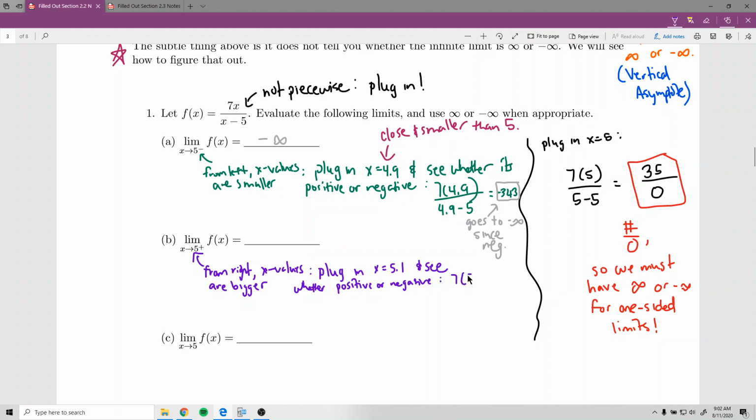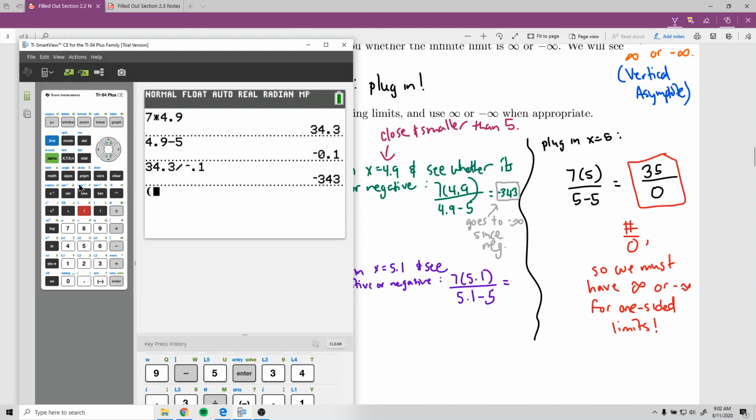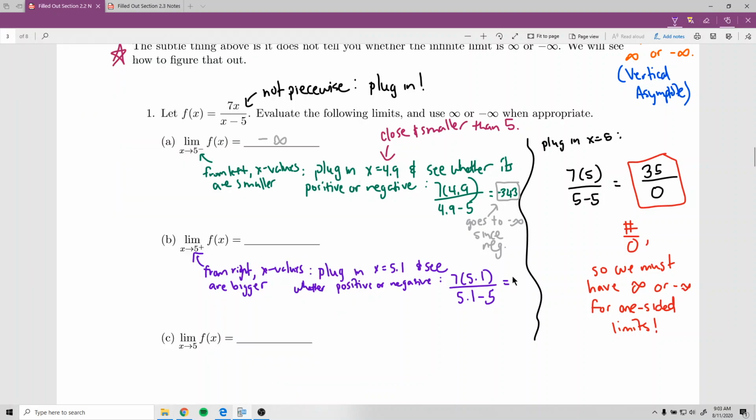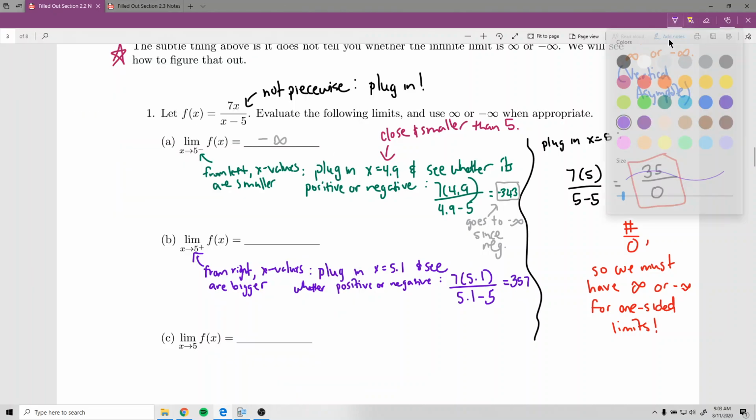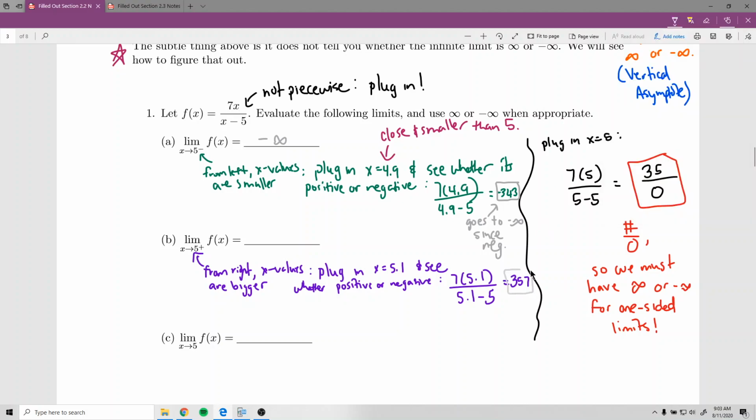So we've got 7 times 5.1 over 5.1 minus 5. Go ahead and do that in our calculator again. In this one, you can do it all at once, so I'm just going to do it all at once. But if you have a different calculator, you might have to break it down into the parts like I did. 7 times 5.1 divided by 5.1 minus 5. And we get 357. Right. And same reason as before, since this is positive, it goes to positive infinity.